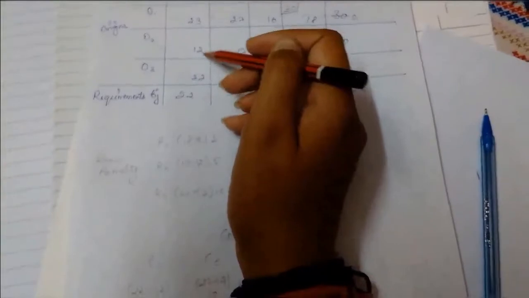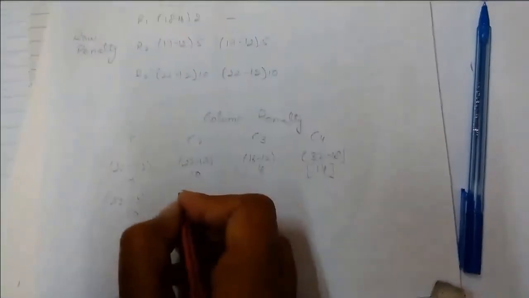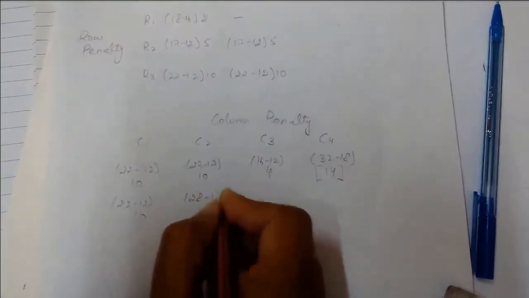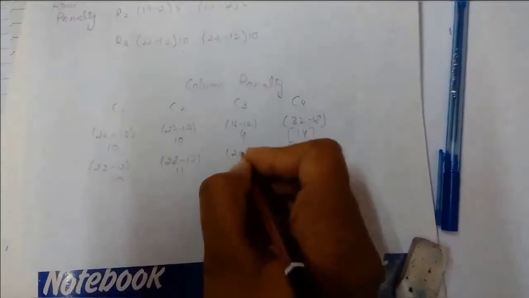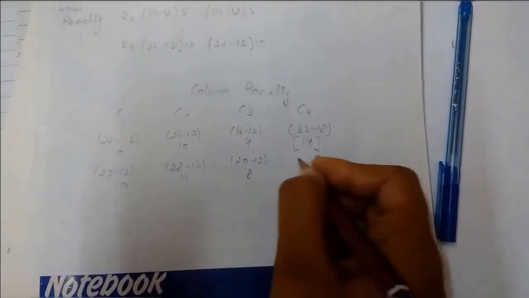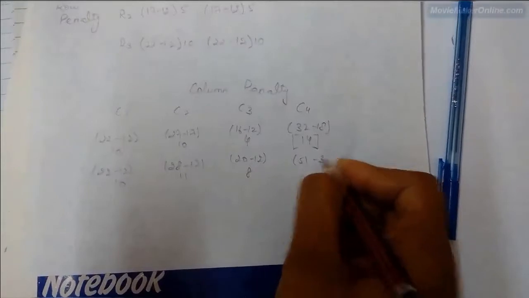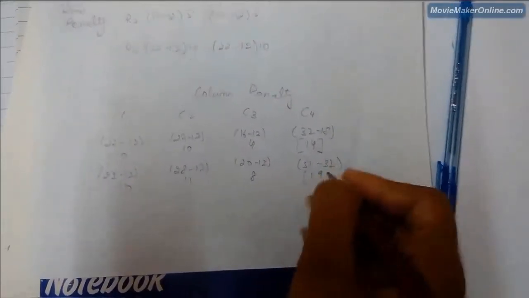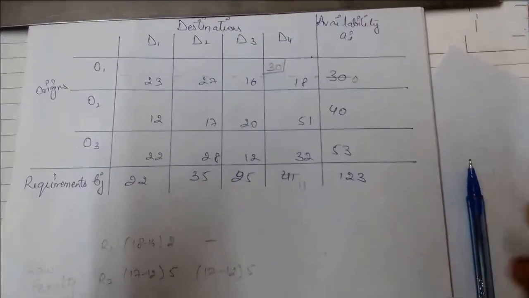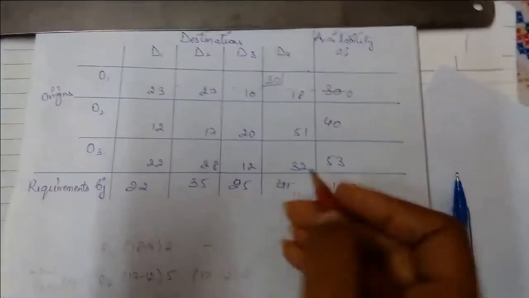So we have to subtract 12 from 22. 22 minus 12, 10, then 28 minus 17, because we have to leave the first column, 11, then 20 minus 12, 8, and 51 minus 32, which will be 19. Now the highest number is this 19, so we will take the fourth column again. The lowest number in the fourth column is 32.